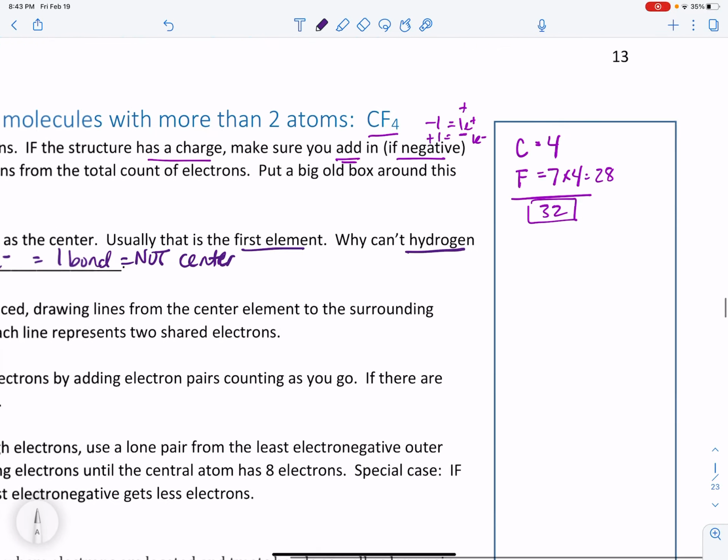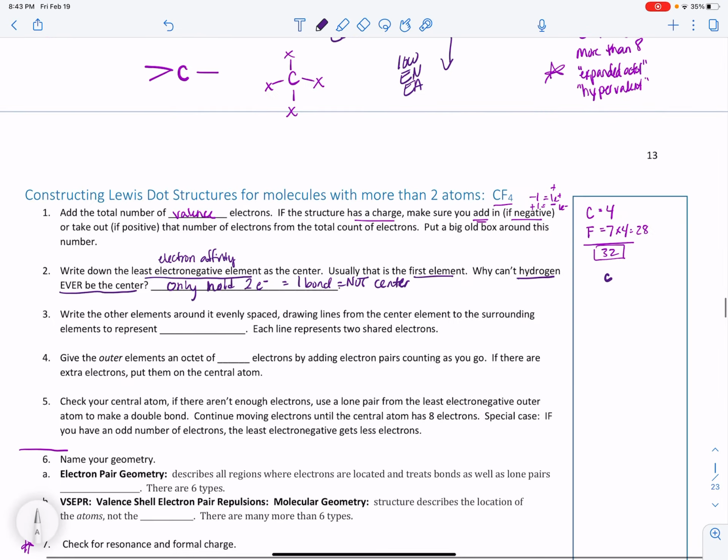All right, so this would be carbon in the middle of this one. All right, so now we're going to do the remaining steps at the same time when we come back.